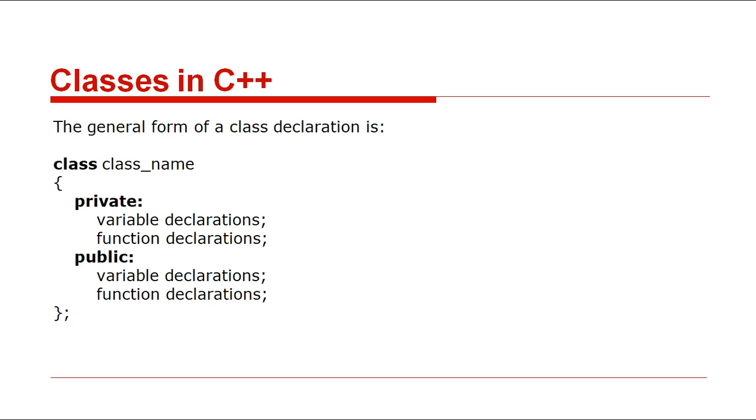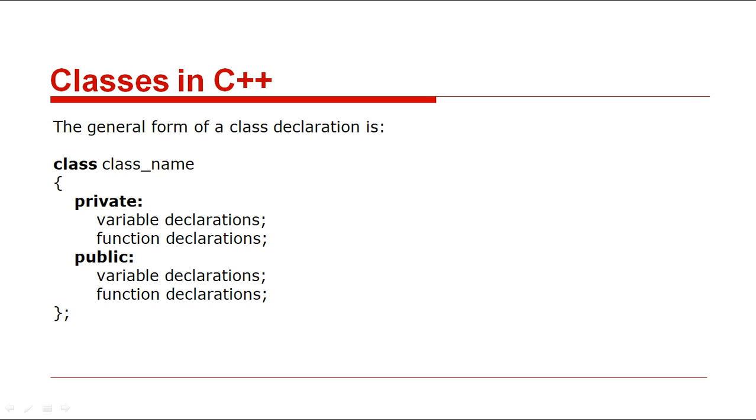In the private visibility, private is a keyword, then it is followed by the colon operator, then variable declarations and function declarations. This is the public visibility. Public is a keyword, then it is followed by the colon operator, then variable declarations and function declarations.